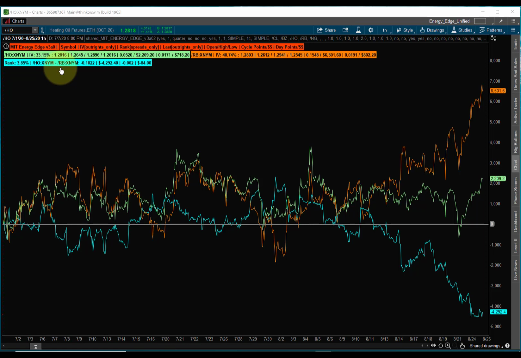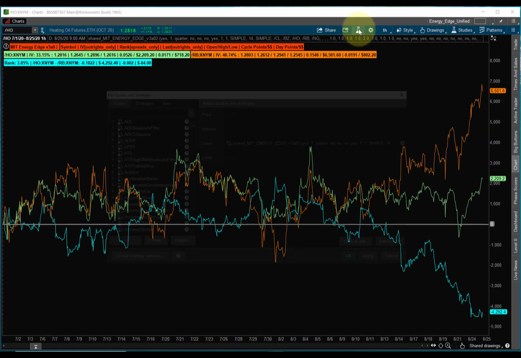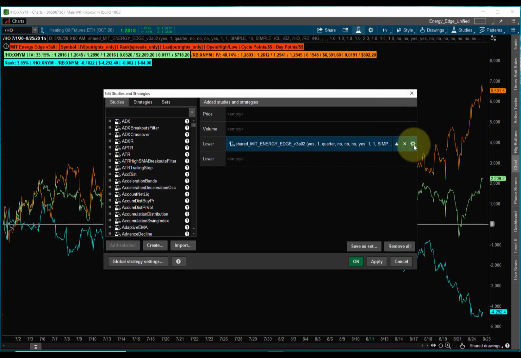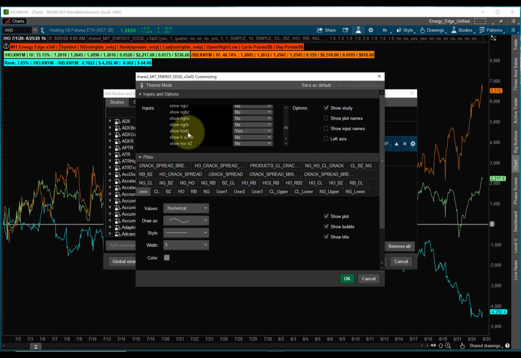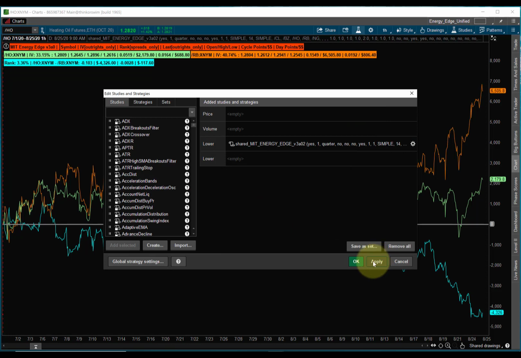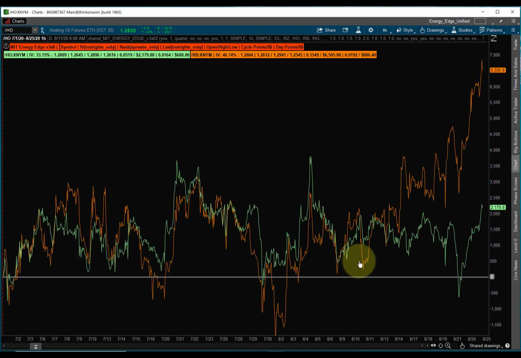Watch what happens when I take the spread off the chart. Hit the beaker. This is Energy Edge. Heating oil, RBOB. Okay. Apply. Okay. Going back to the beginning of June.